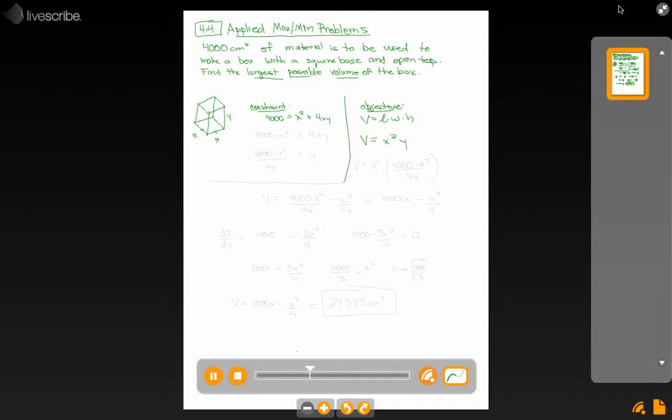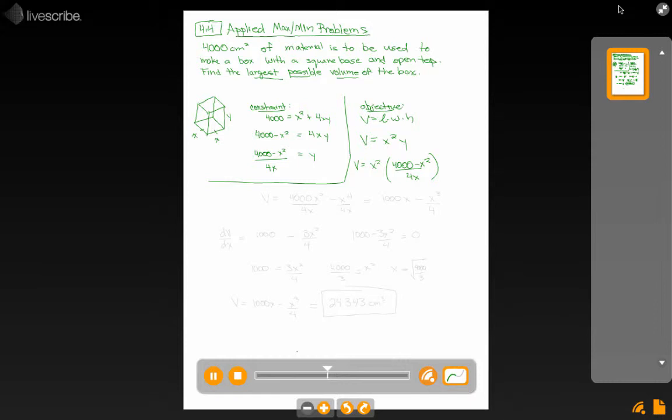What I do with that is I solve for one of the variables. Now in this case, solving for y is going to be the choice that makes sense. y equals 4,000 minus x squared, divided by 4x. I take that expression for y and I substitute it into my objective equation, which gives me volume equals x squared times 4,000 minus x squared over 4x.